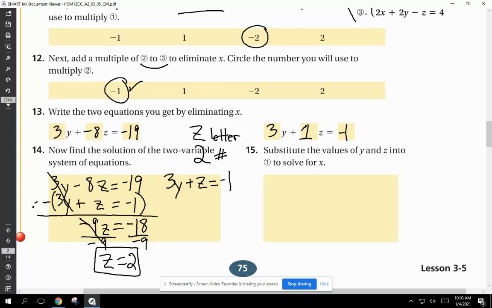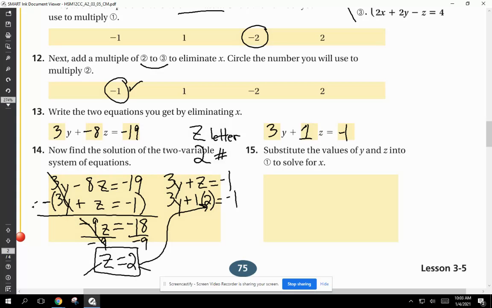You have 3y plus 1 times 2 equals negative 1. Why is this a 2? Because we know that z is 2. And so that's even more confusing because we have a 2 equals a z if you see it that weird way. But don't see it that weird way. Make sure you know this is the letter and this is the number.